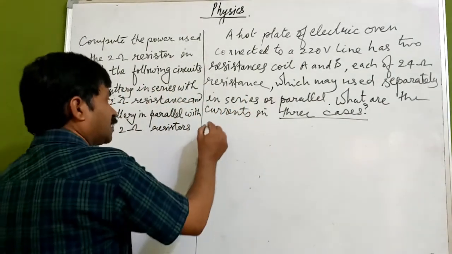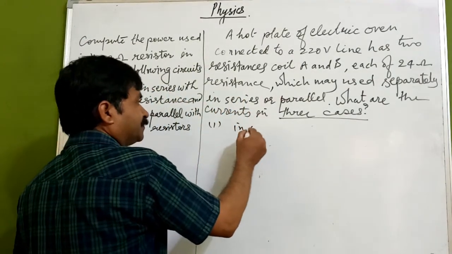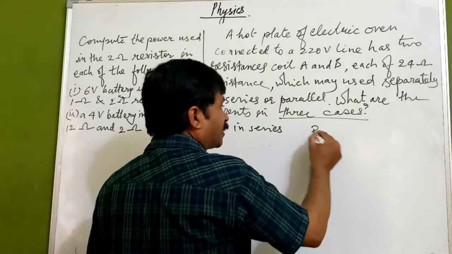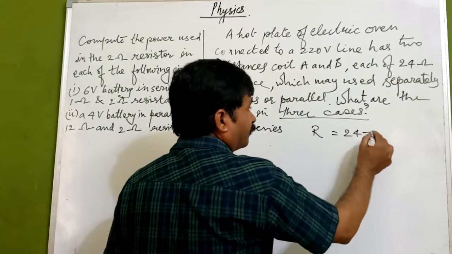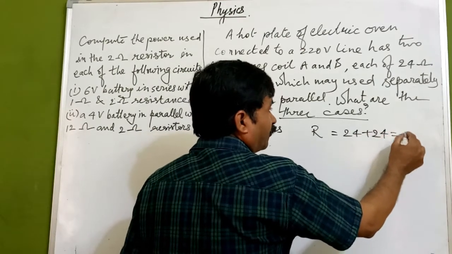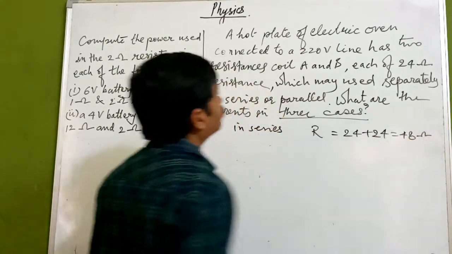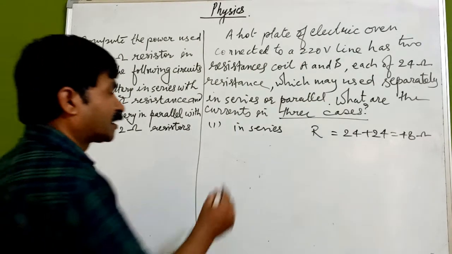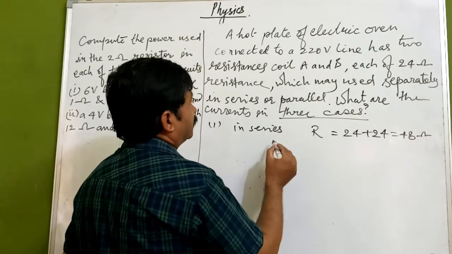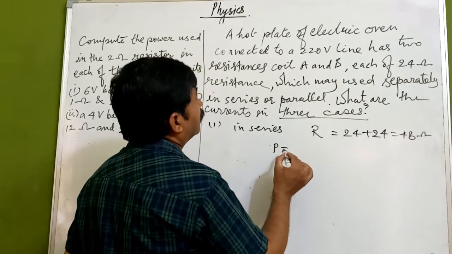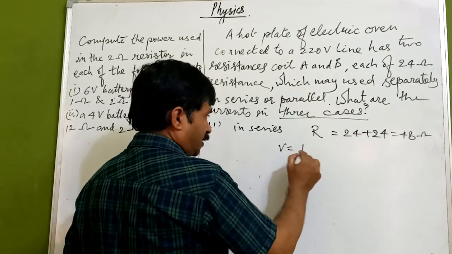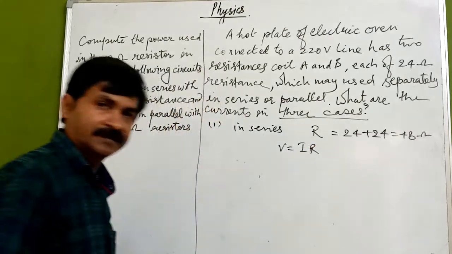First we will go with the series. In series, the total resistance which we are going to have is 24 plus 24, which is going to be 48 ohm. Now we have to calculate the current, and we know that power equals... no, it is not power that is required, it is V equals I into R. Ohm's law is applicable here.